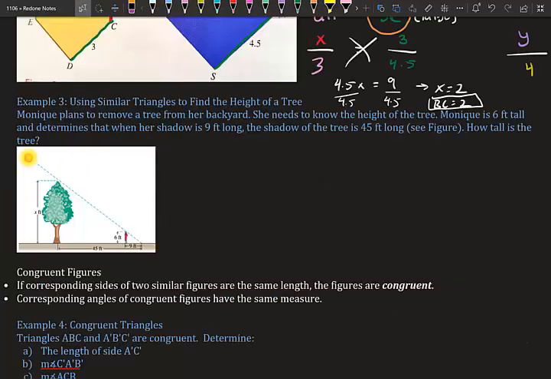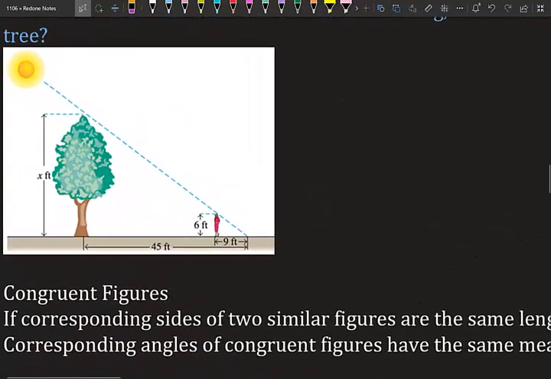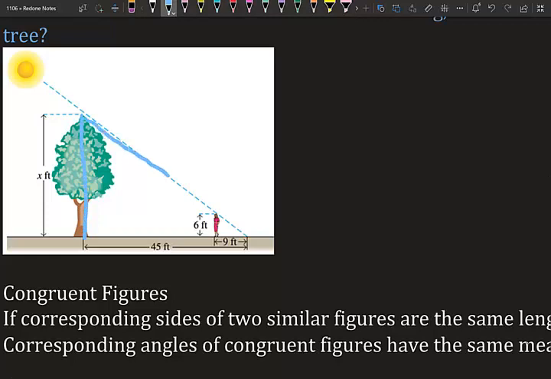Example 3. Monique plans to remove a tree from her backyard. She needs to know the height of the tree. Monique is 6 feet tall and determines that when her shadow is 9 feet long, the shadow of the tree is 45 feet long. How tall is the tree? So these are similar figures. I'll draw them out so we can really see those two figures.